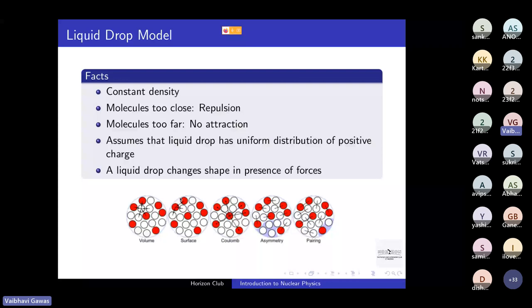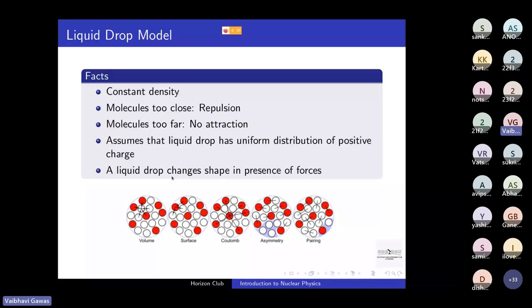What happens in water is that it has constant density. The same factor is observed in the nuclear model. Also, if in water you try to push the molecules too close, you'll have repulsion, and the same thing comes in nuclear. If the molecules are too far, there is no attraction, because hydrogen bonding in water is distance dependent, while our nuclear force and electromagnetic repulsion are also distance dependent. In our liquid drop model, we assume a uniform distribution of positive charge, and this liquid drop will change its shape based on different types of forces.